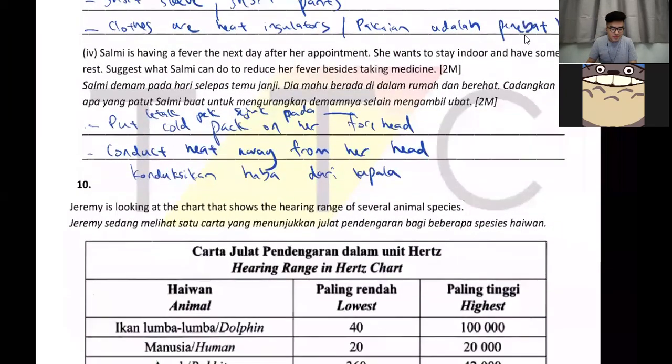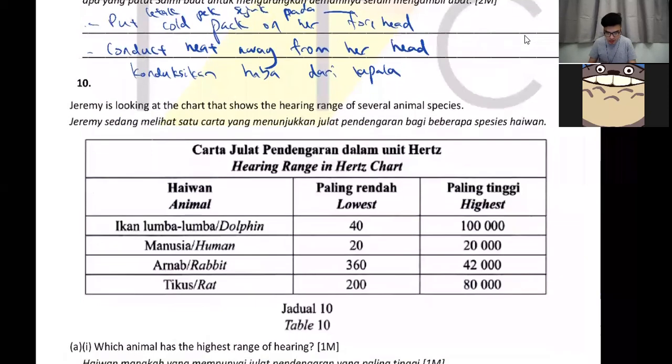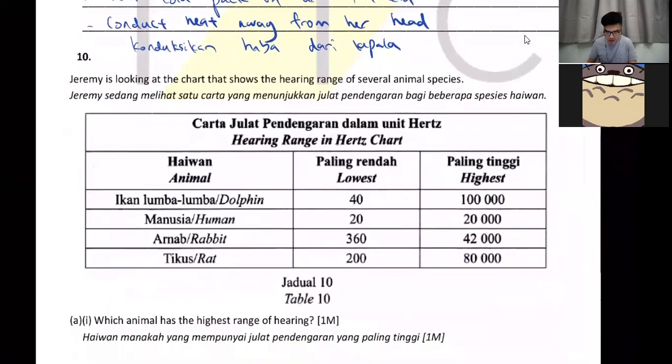No. All right. So number 10. Jeremy is looking at a chart showing the hearing range of several animal species. As you can see, humans really suck lah. It's 20 to 20,000. All animals are better than us. You look at dolphins, they really kick ass lah. They're 40 to 100,000. We are like the lowest range.